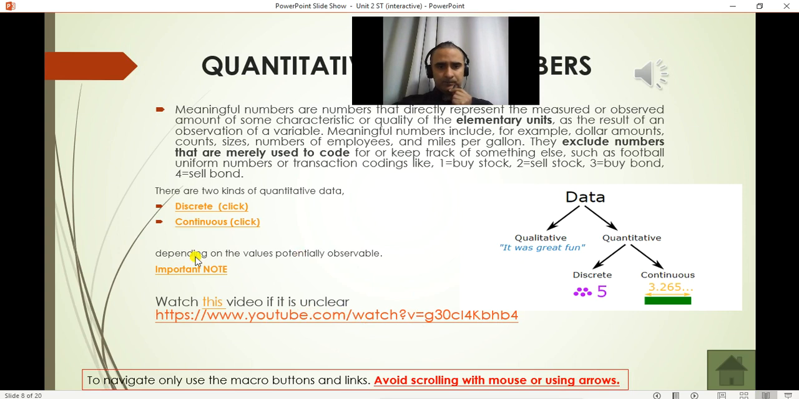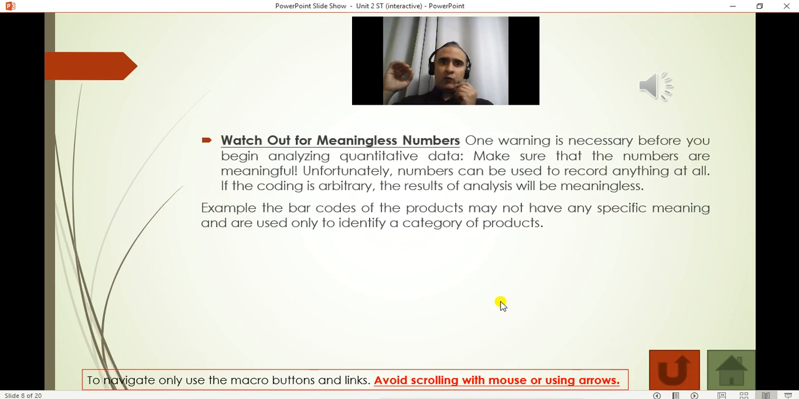Okay? Now, here we have something that we have to note. When we're using quantitative data numbers, we have to make sure that they have meaning. For example, when we're talking about the barcodes of a product, the barcode doesn't mean that because this number is bigger than the other one, it has a higher quantity. Let's say, for example, Coca-Cola has a barcode of 1 and Pepsi has a barcode of 2. That doesn't mean that Coca-Cola is better than Pepsi. It has no meaning. So we have to make sure that we look for numbers with a certain meaning. Okay? Very good.